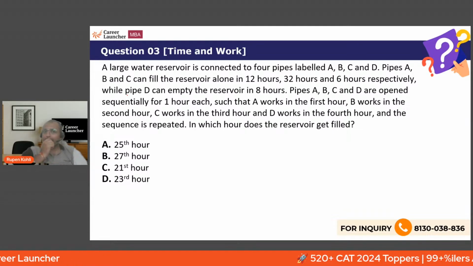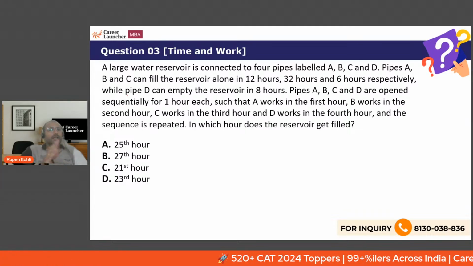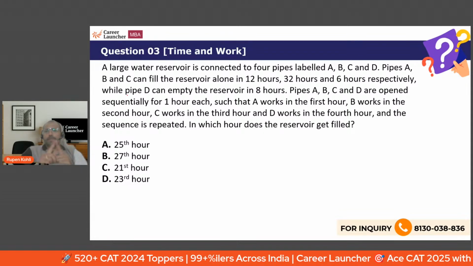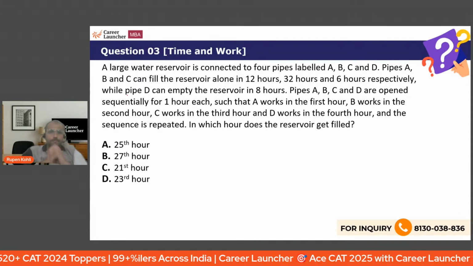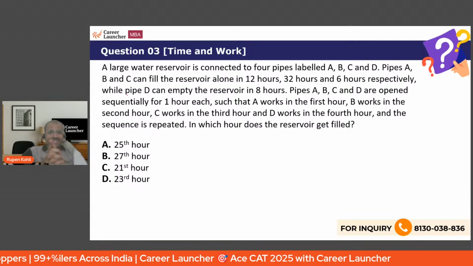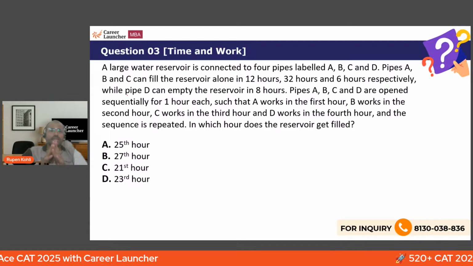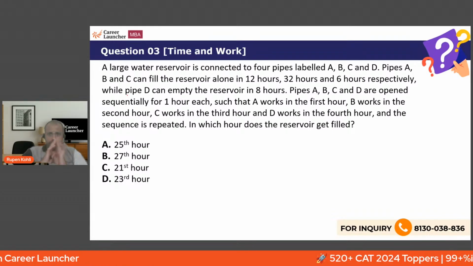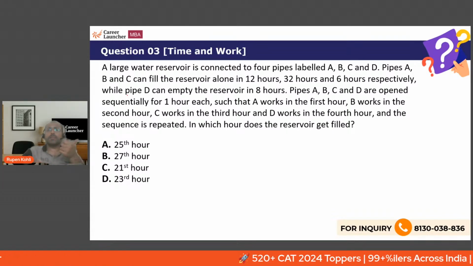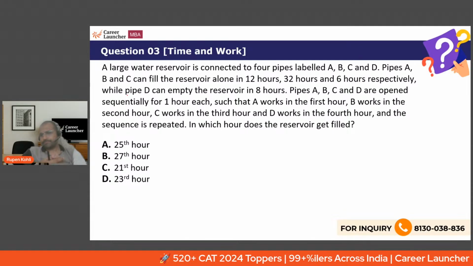A large water reservoir is connected to 4 pipes labeled A, B, C, D. Pipes A, B, and C can fill the reservoir alone in 12, 32, and 6 hours respectively, while pipe D can empty it in 8 hours. 3 pipes are filling pipes, 1 pipe is a draining pipe.